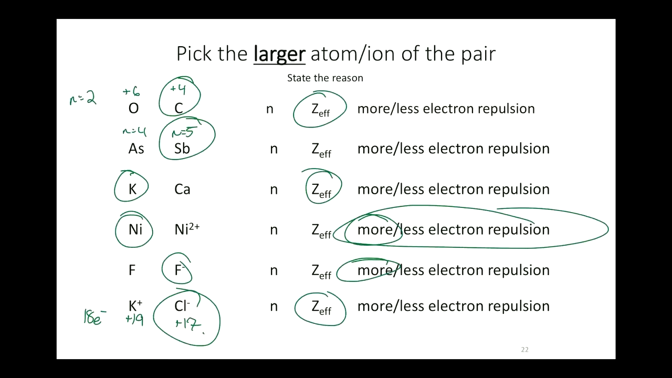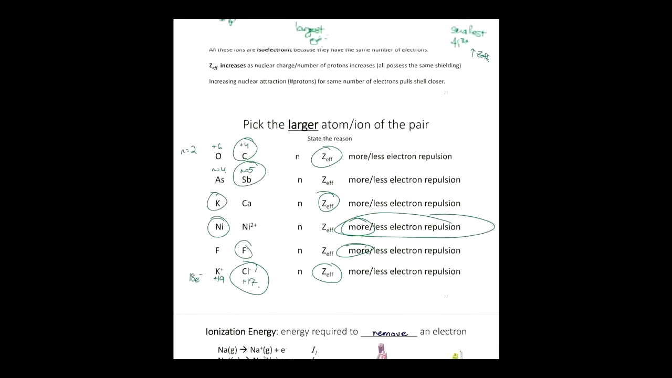So we will constantly be referring back to this: N value, Z effective, and then extra or removed electron repulsion. These ideas will come up. All right, do we feel good about these? Good, all right.